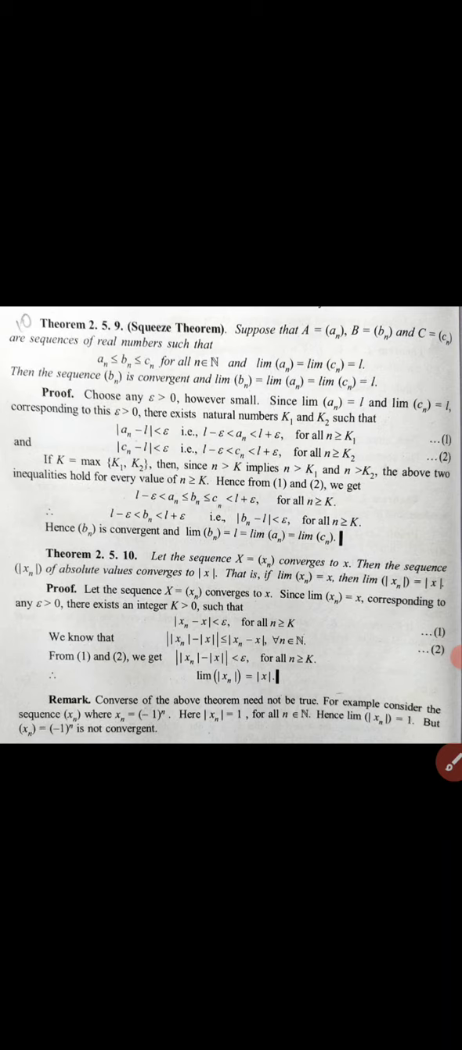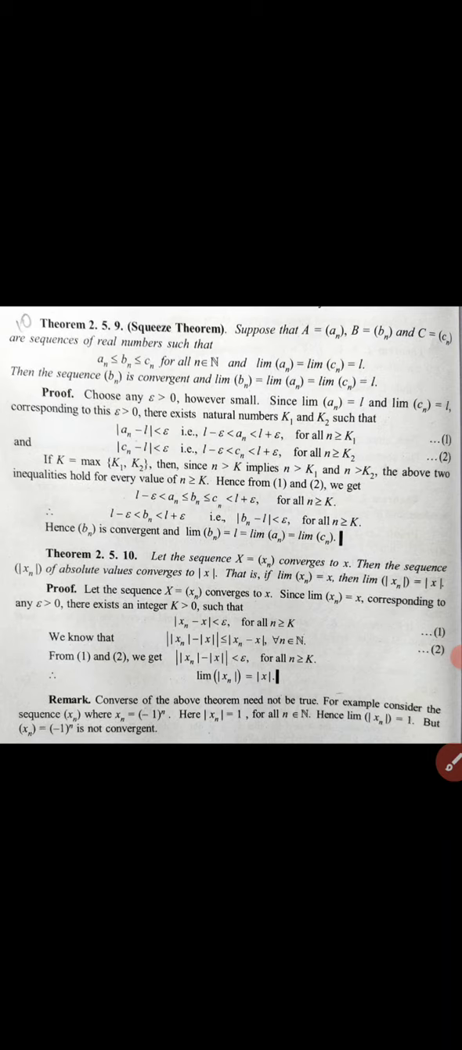The first theorem is the sequence theorem, which states that suppose that a = (an), b = (bn) and c = (cn) are sequences of real numbers such that an ≤ bn ≤ cn for all n belongs to N, and limit of an = limit of cn = l. Then the sequence bn is convergent and limit of bn would be equal to limit of an, equal to limit of cn, equal to l.